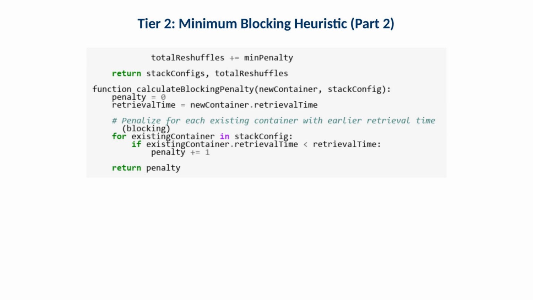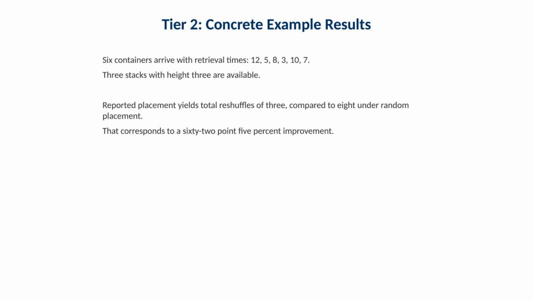Operationally, the key is iteration. The yard state changes after every placement, so the heuristic must repeatedly reevaluate penalties based on the updated configuration. In this example, 6 containers arrive with retrieval times 12, 5, 8, 3, 10, and 7. 3 stacks with height 3 are available. The reported placement yields 3 reshuffles compared to 8 under random placement. That corresponds to a 62.5% improvement, illustrating how a simple greedy rule can remove a large amount of waste.